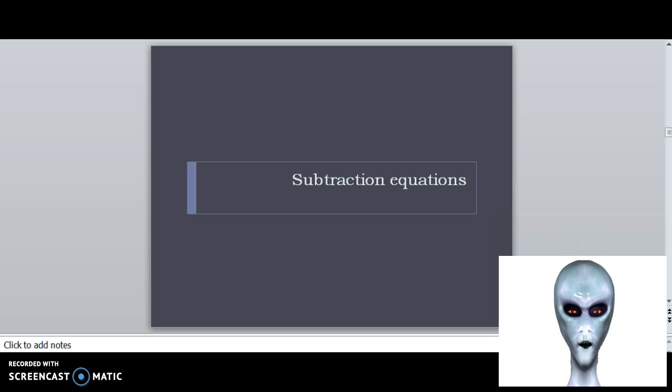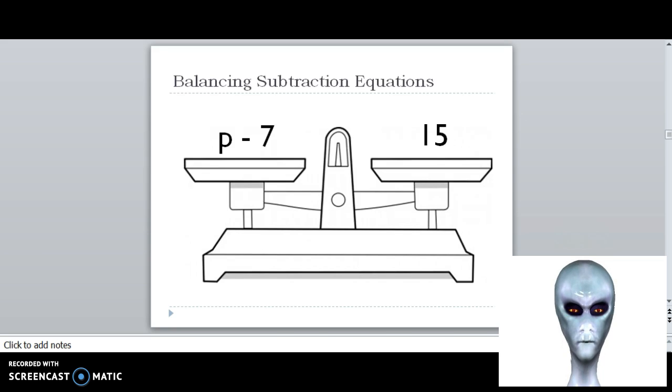Okay, so let's look at some equations where our variable will be subtracted by some number. In the last video, we talked about inverse operations of addition equations. Now we're going to look at some examples of subtraction equations.